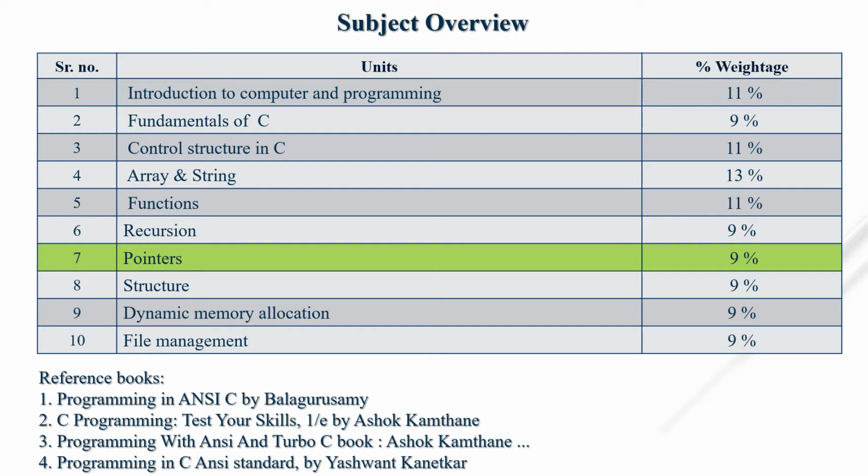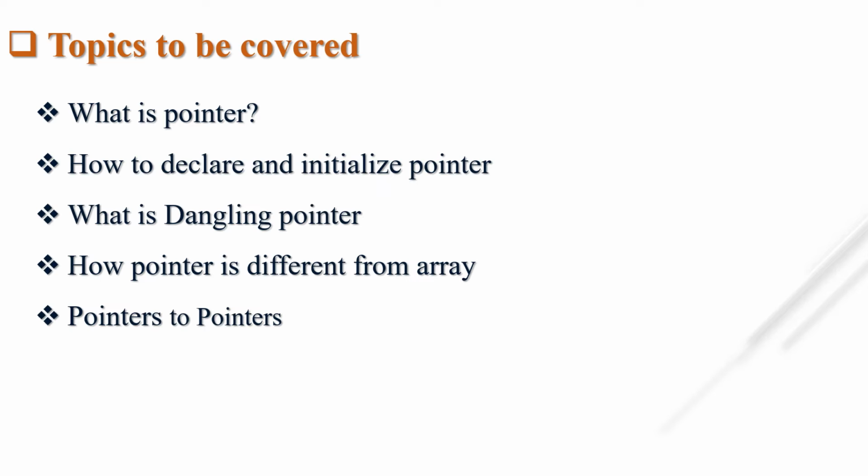So we already completed till unit number 6. Now we proceed with unit number 7, that is pointers. The topics covered in this video are what is a pointer, how to declare and initialize a pointer, what is a dangling pointer, how a pointer is different from an array, and the last topic is pointer to pointers.